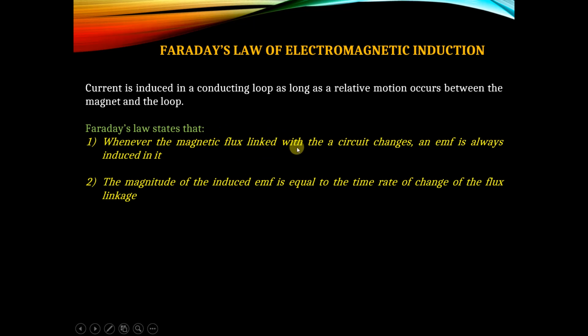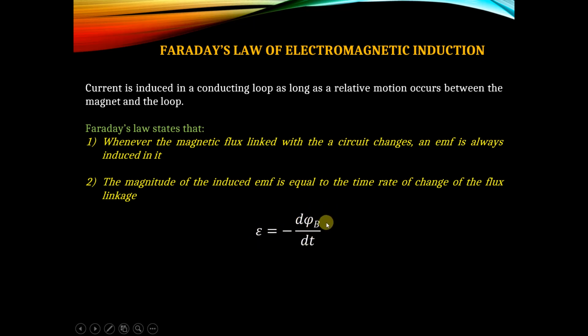Whenever there is a change in the magnetic flux in the circuit, then an EMF is induced, and the magnitude of this induced EMF will be equal to the time rate of change of the flux linked with it, which we can represent as induced EMF epsilon is equal to minus d by dt, since it is the rate of change with respect to time, and phi b is the magnetic flux. So epsilon is equal to minus d by dt of phi b.